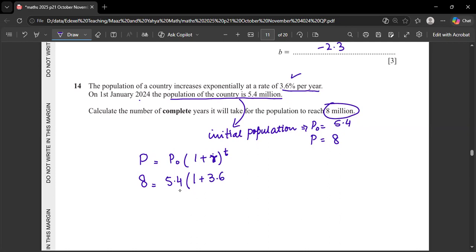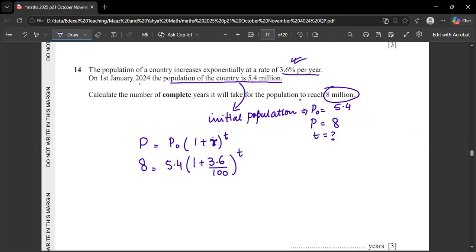So it is in percent value. This is the percent value, so we have to divide it by 100, times the power t, which is unknown, we have to find out. So since this 5.4 is getting multiplied, we will divide 8 by 5.4 first.